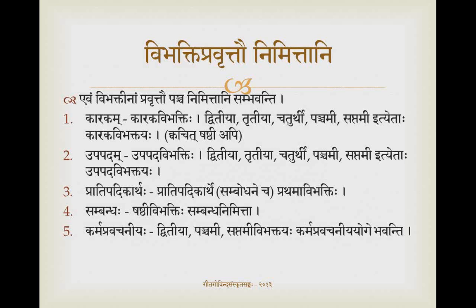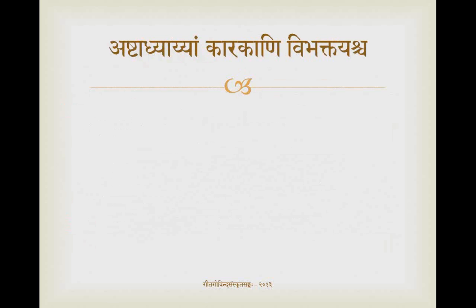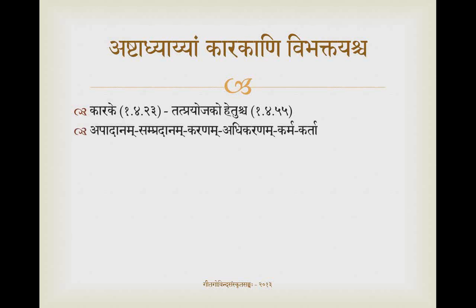So what are we studying in this Prakarana? If you see in the Ashtadhyayi, Karaka and Vibhakti are two separate series. The Karaka series starts with Karake, which is an Adhikara, starting from 1.4.23, up to the fifty-fifth sutra of that pada. So there are some 30 sutras which deal with Karakas, and the order is: he defines Apadana, Sampradana, Karana, Adhikarana, Karma, Karta. That is his order. It is not very fixed.